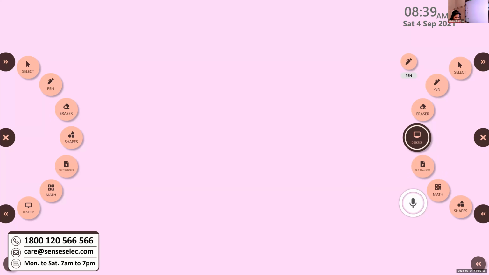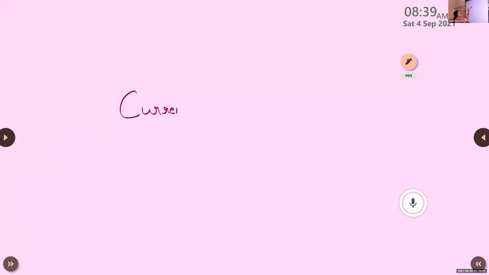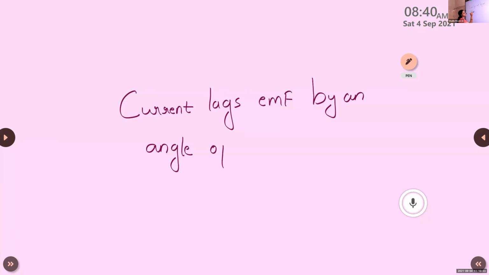In the case of inductor, current lags EMF by an angle of 90 degrees. In the case of an inductor, current lags EMF by an angle of 90 degrees. This is one of the most important results that we have drawn from AC voltage through an inductor.